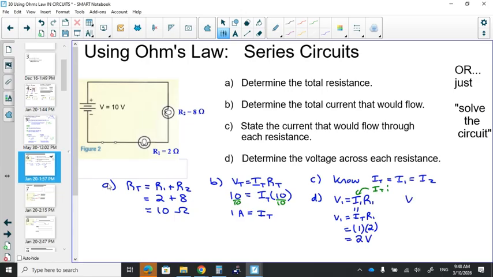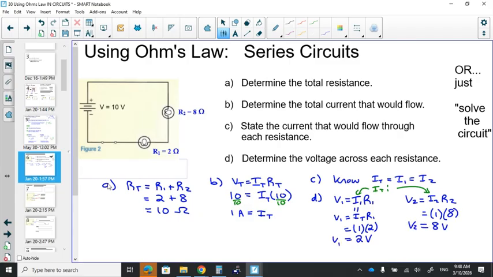And then V2, I2, R2. And again, same deal, right? That's just the total current. Oh my gosh, I'm having a hard time today. And so total current would be 1 still. Resistance number 2 is 8 ohms, and so you'd have 8 volts dropped on that one.